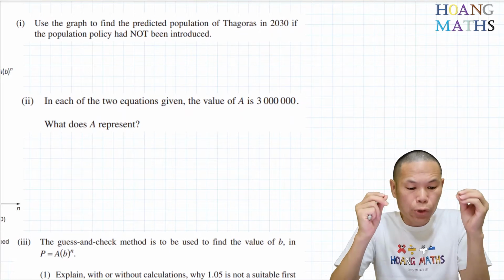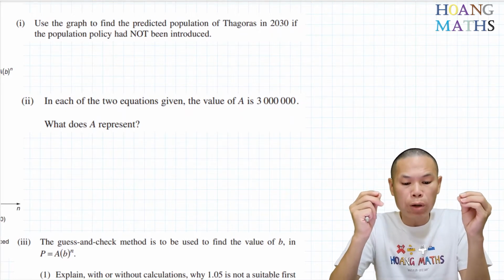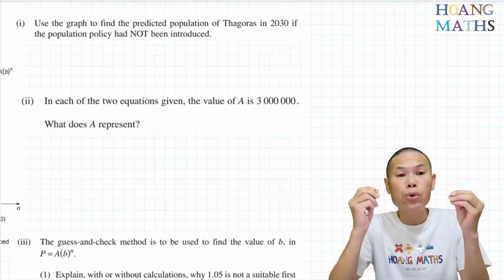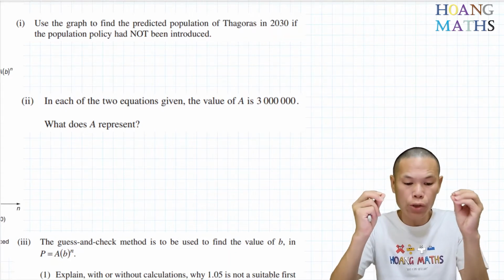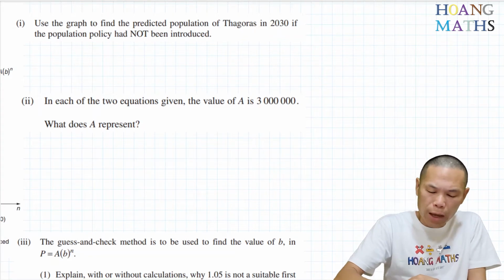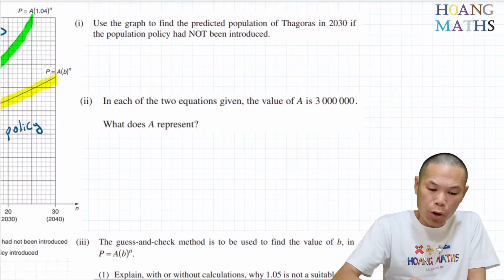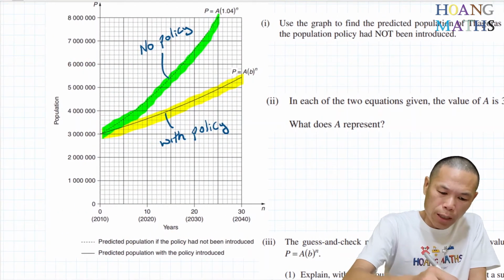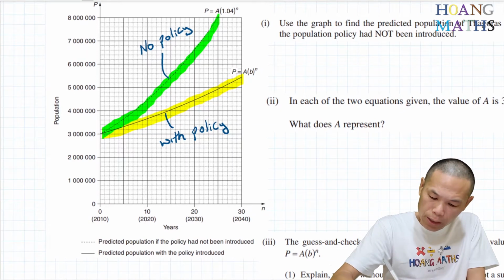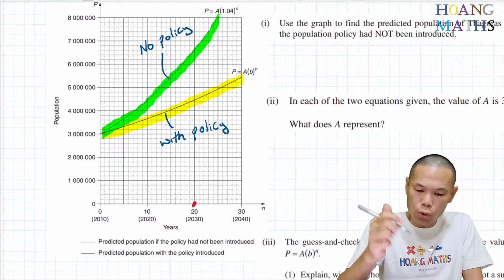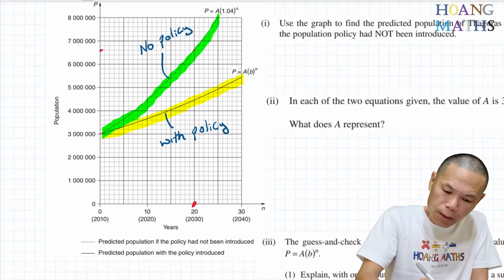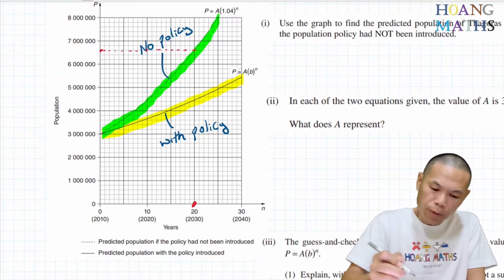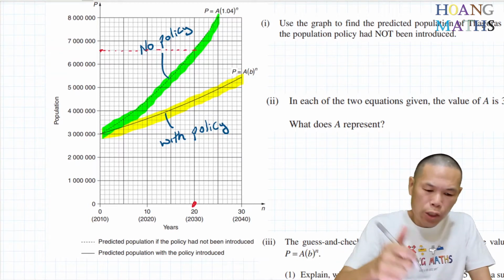First one, use the graph to find the predicted population of Pythagoras in 2030 if the population policy has not been introduced. So in 2030, that is without policy. So 2030 is here. That is n is equal to 20. So it should be here. There you go. So therefore, we need to work out.